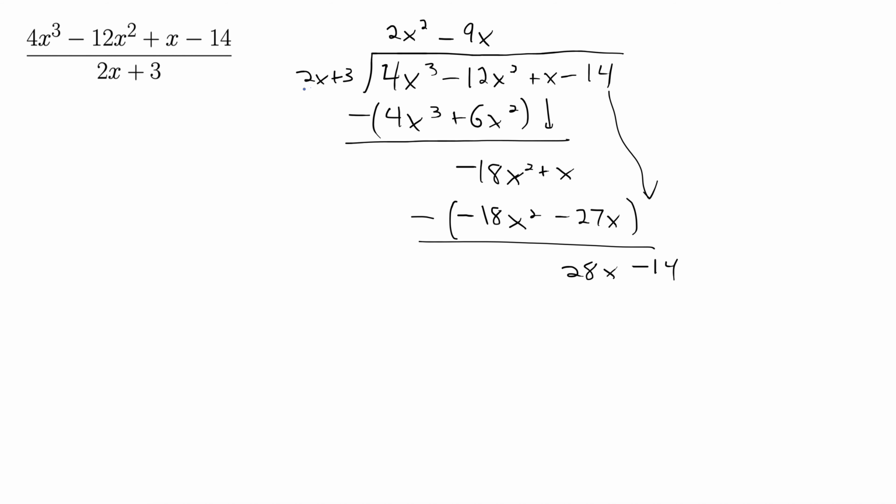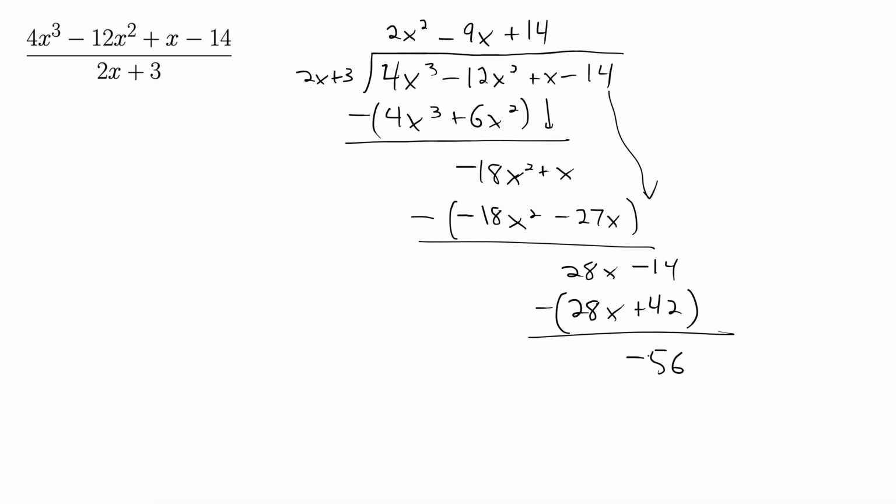Now we ask, what do we have to multiply 2x by to get it to line up exactly under 28x? Well, I think 14 will do the trick. So plus 14. 14 times 2x is 28x. 14 times 3 is 42. So plus 42. And then we subtract off, don't forget the parentheses here. The 28x is canceled by design. Negative 14 minus 42 is negative 56.